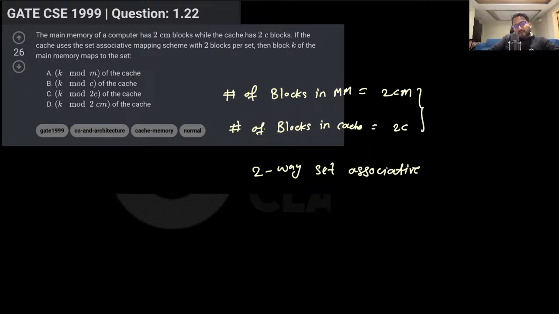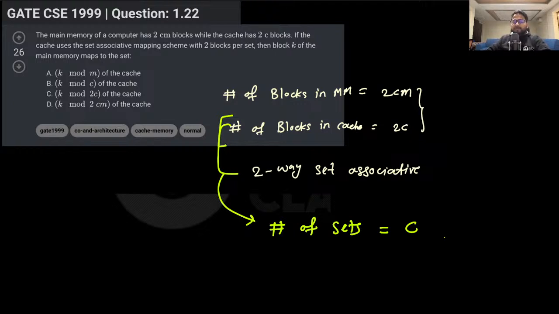I don't think it was needed anyway. Okay, so the number of blocks you have, and it's two-way. So can you find out the number of sets? Okay, so 2C is the lines and 2-way grouping, right? So I think the number of sets will be C. Is this okay to everyone? Number of sets will be C, right?